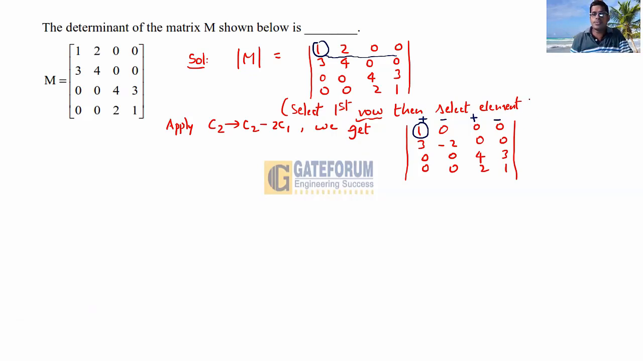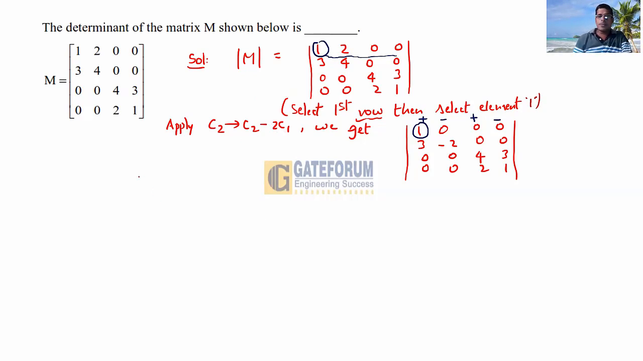Element 1: select the first row and select element 1. Make all other elements 0 in the selected row. There are already two elements that are 0s, so we have to make this number 2 a 0. This number 2 is in the second column, that's why I applied the second column operation.